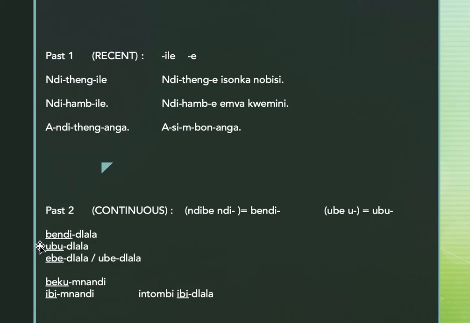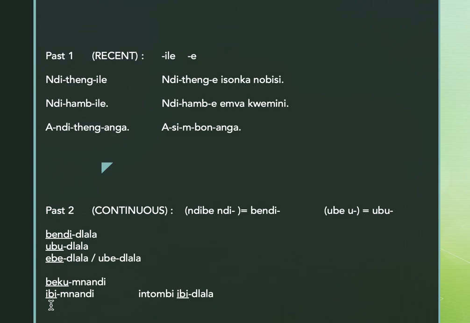And there's a difference here between the second and the third person. For the third person, you could say ube or ebe more commonly. Ebedlala, he or she was playing. Very useful here is the past continuous of the pronoun ku, which is just the general it. And so beku would be it was, bekumnandi, it was nice.